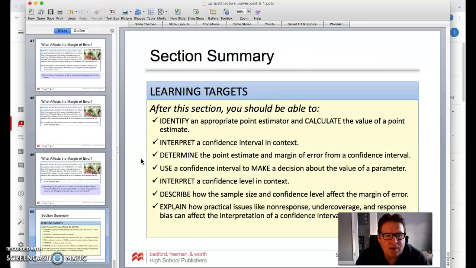Okay, so rounding out the section here are the learning targets that we've had. Hopefully we can do all those. There are some nice problems on page 550: 11, 15, 17, 19, 21, and don't forget those multiple choice 23 through 26. Those are fantastic problems. That wraps up section 8.1.